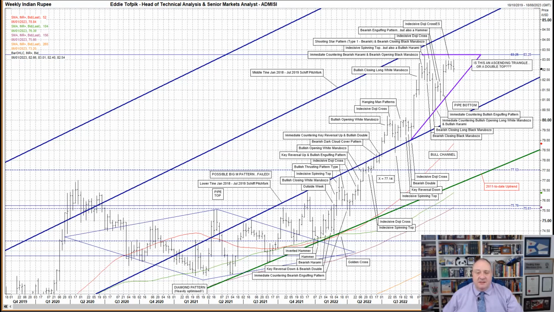Anyway, the damage seemed to have been done. However, as I said last year, and I quote, "That was not the whole story for this lower tine, as since then it has started to act much as an upper channel line, with the lower bull channel initially being the rising 3-year moving average, currently at 75.66. Then more recently, the reassigned 2011 to date uptrend, currently at 76.75. And most recently, it seems the 2-year moving average, currently at 76.39, has started to support the market." The lower bull channel line is highlighted in green to help you see that.